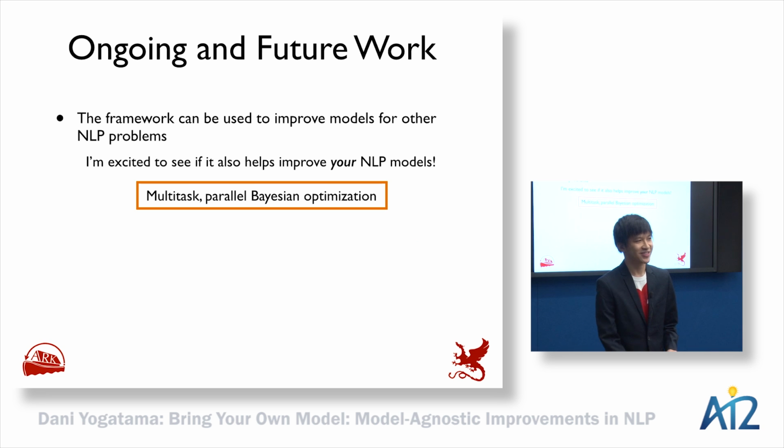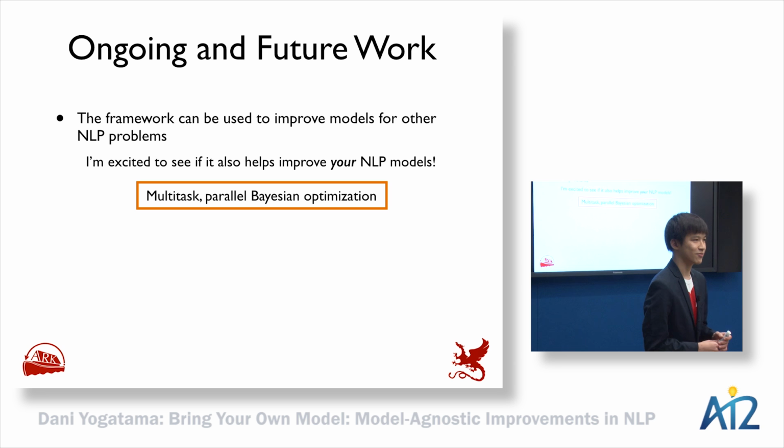The other thing I'm interested in is to see if this works well for other NLP problems. So if you have your own NLP problem, I would be excited to see if this could at least squeeze a little bit more points out of your existing model by optimizing the representation. On more of the algorithmic side, I think this is related to multitask Bayesian optimization, parallel Bayesian optimization, and things like that. So I'm also interested in that as well.